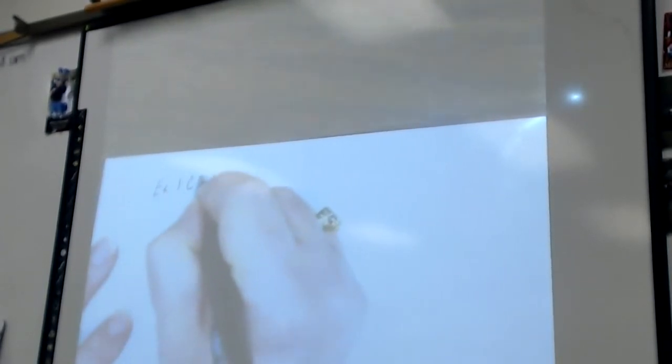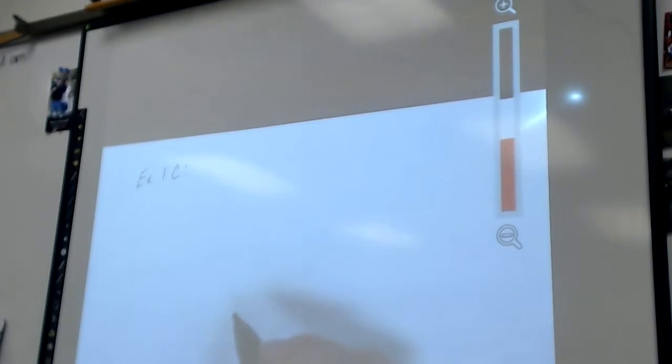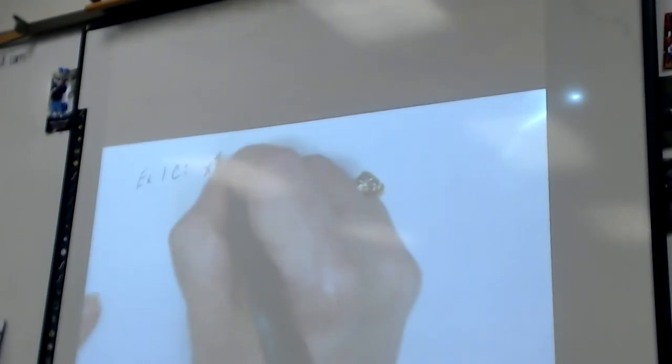Example 1C. X to the fourth minus 16 equals 0. We're still doing the same thing. Now this is a fourth degree function, and I see two terms. I don't see a GCF. So anybody have any suggestions? We can factor it. You say difference of squares? Okay. We can factor it because this is a difference of squares.